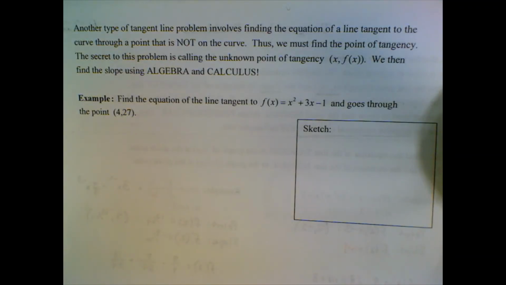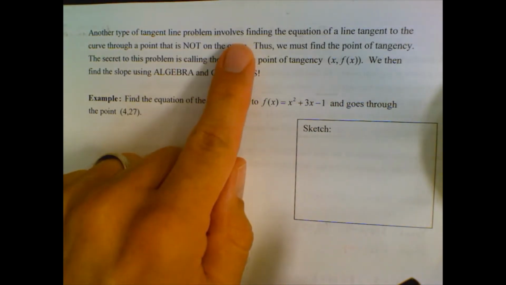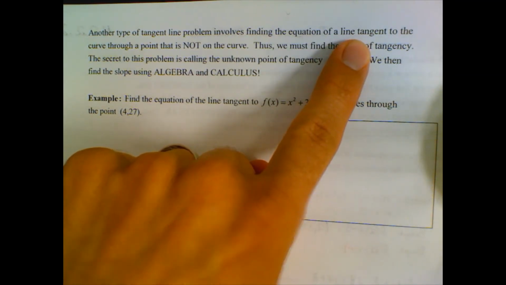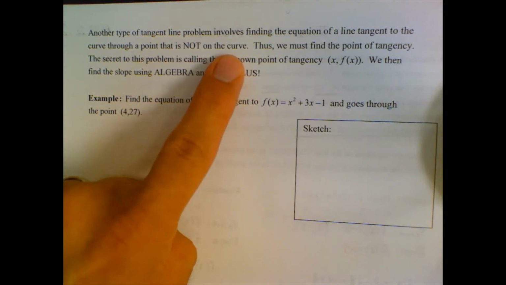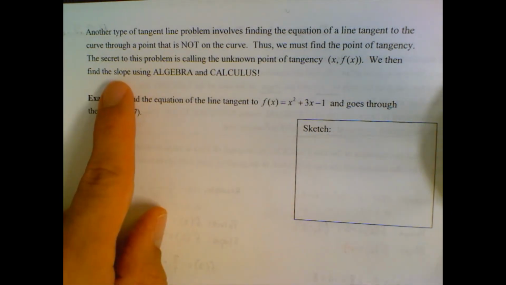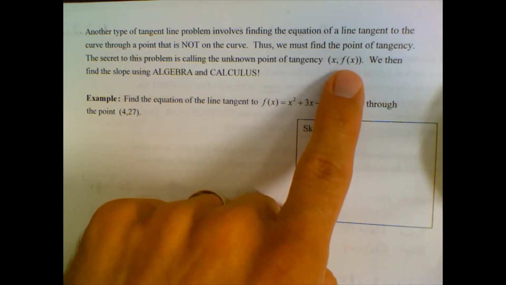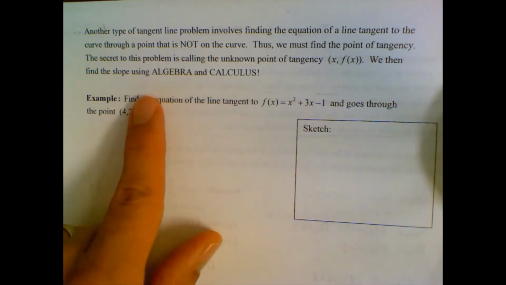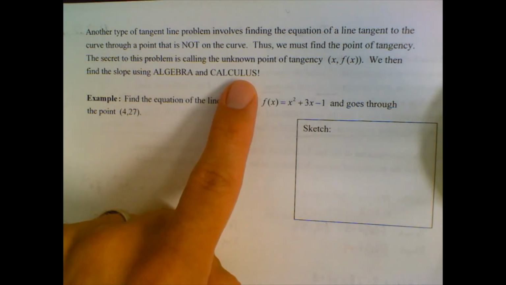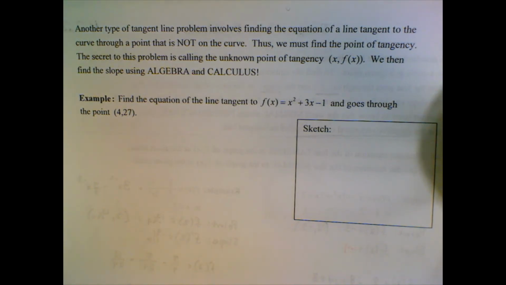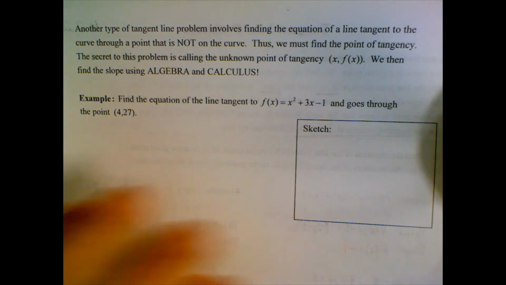So turning to the second page, it brings us to another type of tangent line problem. It says that it involves finding the equation of a tangent line to the curve through a point that's not on the curve, and thus we must find the point of tangency. The secret to this problem is calling the unknown point of tangency x comma f of x, and then we'll use slope and algebra and calculus. However, let's just see what this problem entails for us.